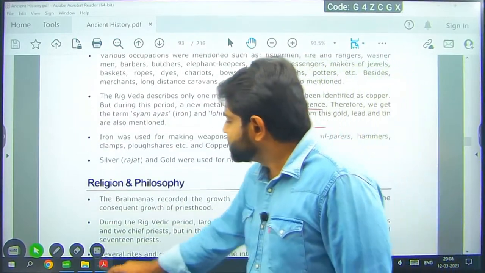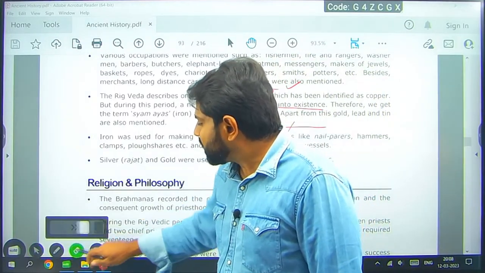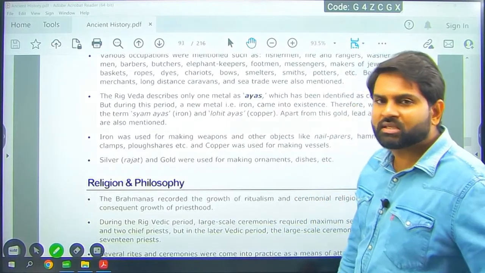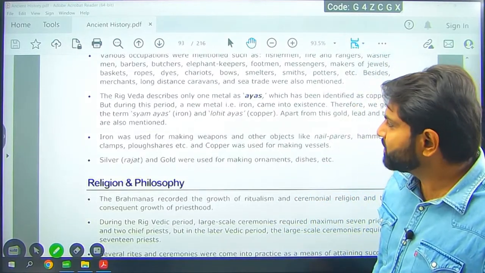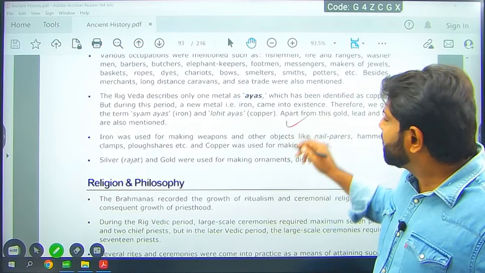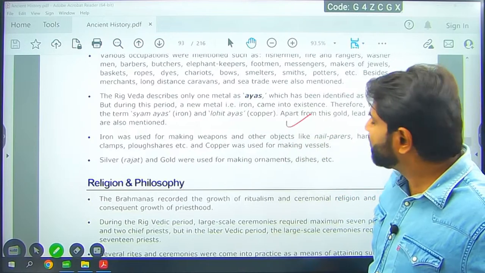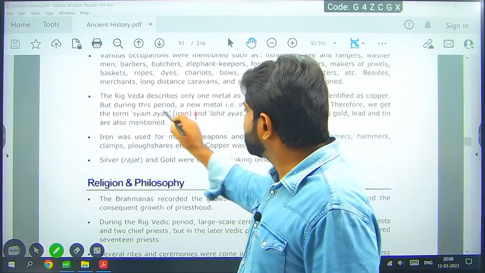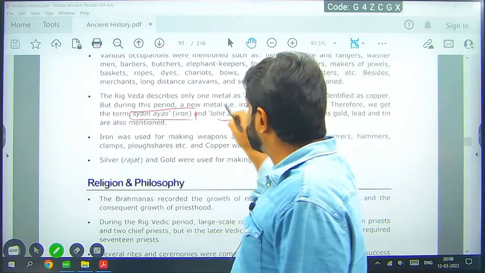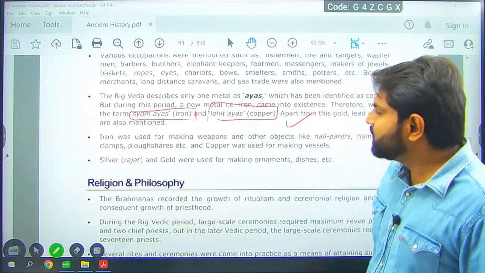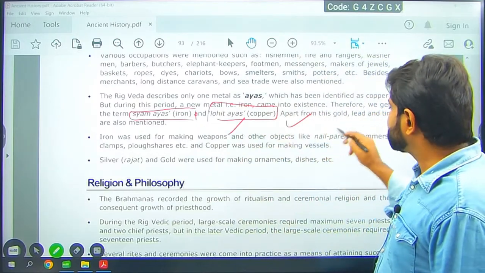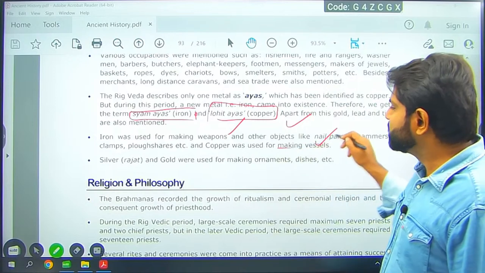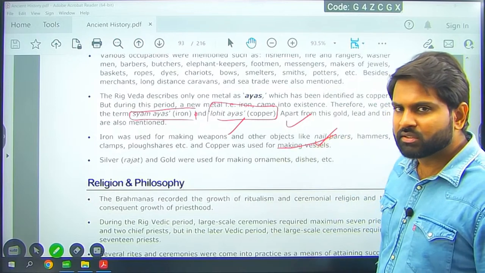One metal which is identified is ayas, copper. Loha ayas is copper. Krishna ayas is iron. Iron came into the picture. Apart from gold, silver, lead and tin, these are also mentioned. Shyama ayas is important. Iron was used for making weapons and objects like nail parers, hammers, clamps, plowshares. Copper was used for making missiles, right?